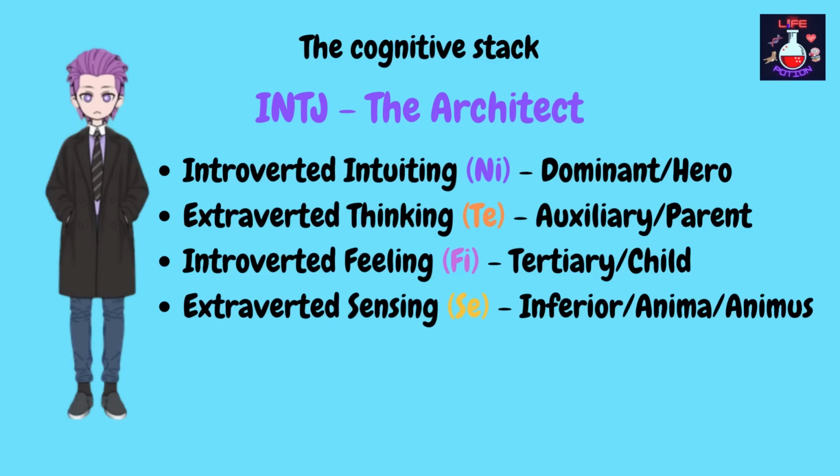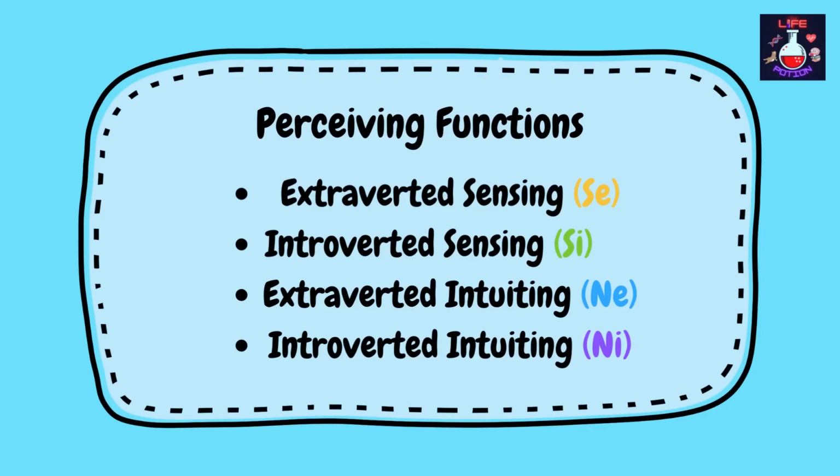Each personality type possesses a dominant function that sets the tone for that specific type. In addition to this dominant function, auxiliary, tertiary, and inferior functions play supporting roles in making up the characteristics of an individual's personality. Let's take a look at the perceiving functions. These functions are used to gather and perceive information.